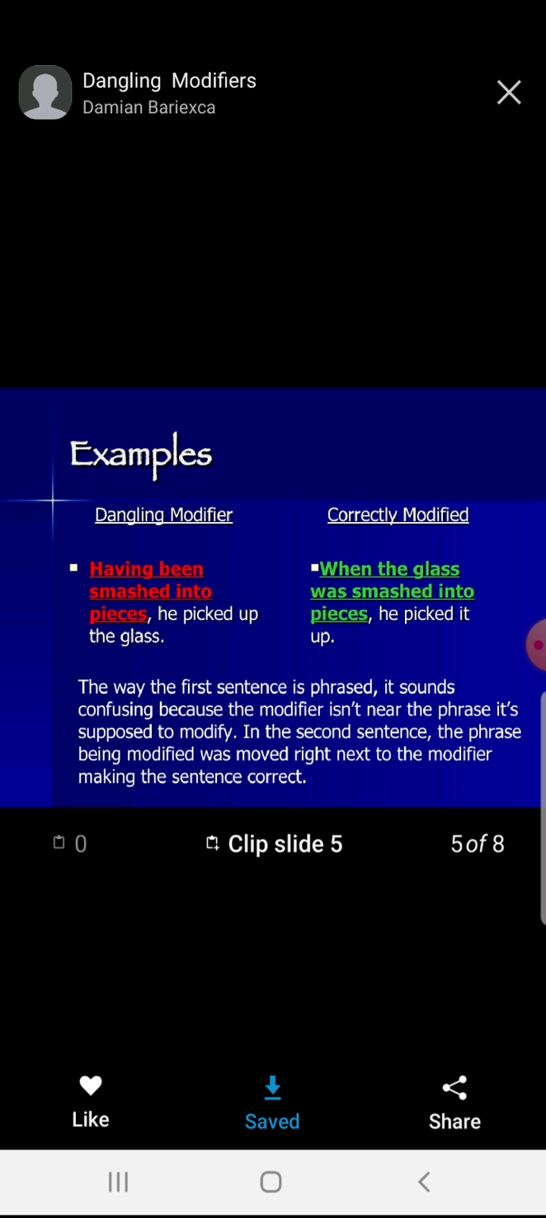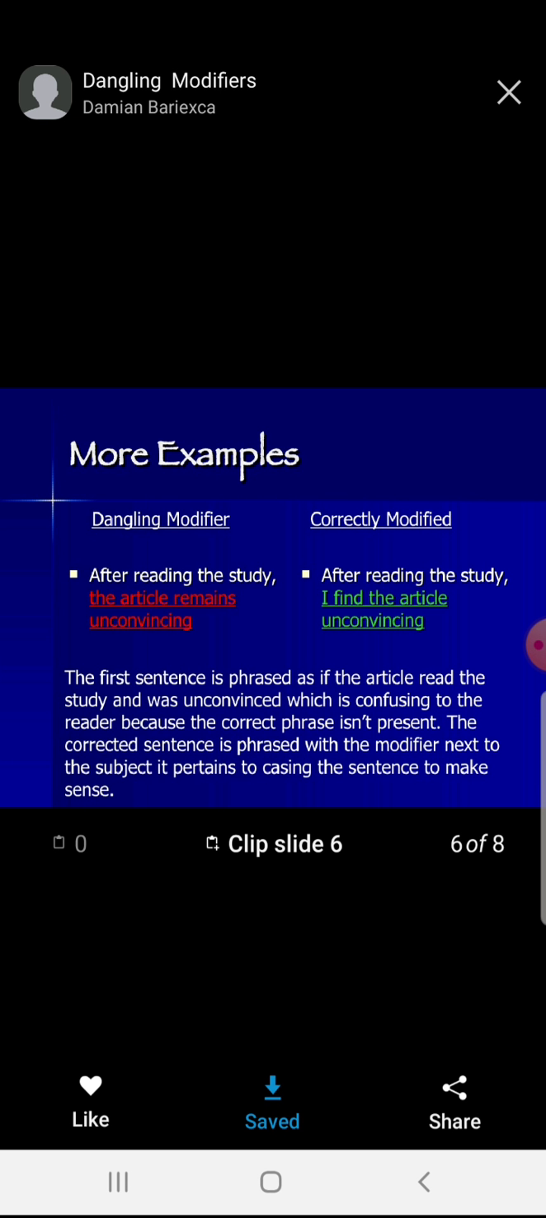Okay? The way the first sentence is phrased, it sounds confusing because the modifier isn't near the phrase it's supposed to modify. In the second sentence, the phrase being modified was moved right next to the modifier, making the sentence correct. Nah, makanya di kalimat yang sudah dibetulkan, gelasnya itu tepat sebelum was smashed into pieces. Okay, that's what you have to do if you find a sentence that contains dangling modifiers.